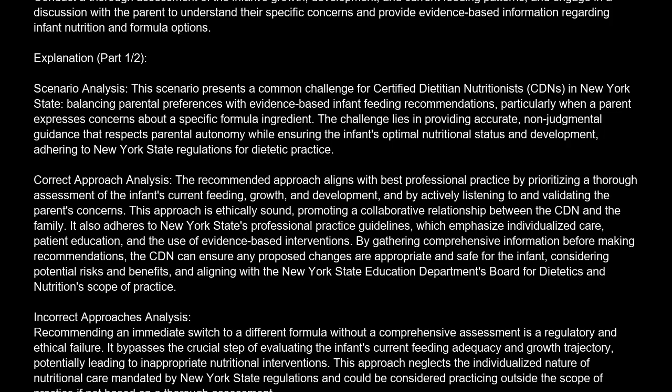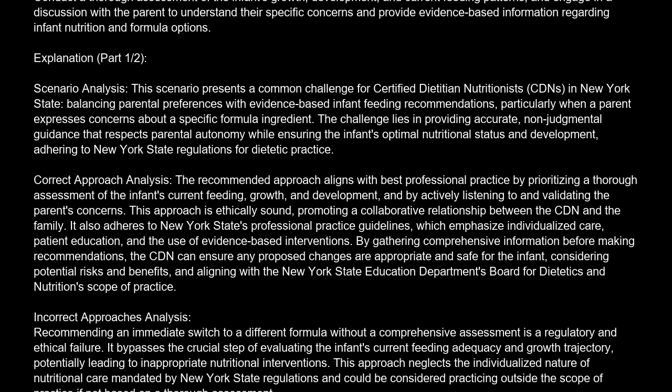Explanation. Scenario analysis. This scenario presents a common challenge for certified dietitian nutritionists, CDN, in New York State: balancing parental preferences with evidence-based infant feeding recommendations, particularly when a parent expresses concerns about a specific formula ingredient. The challenge lies in providing accurate, non-judgmental guidance that respects parental autonomy while ensuring the infant's optimal nutritional status and development, adhering to New York State regulations for dietetic practice.